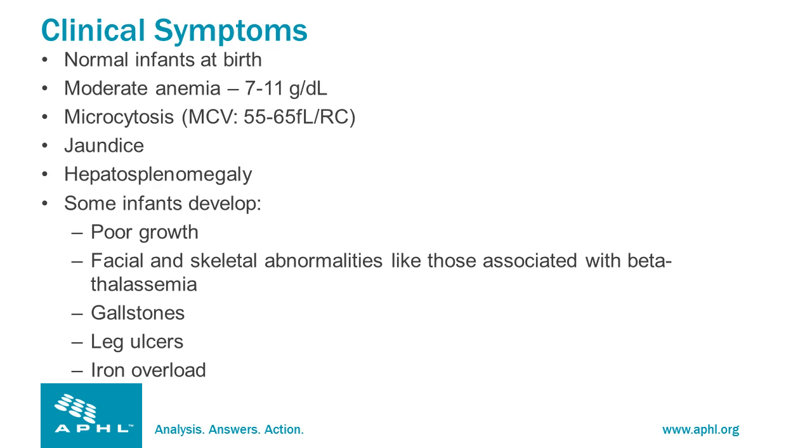Clinical symptoms: moderate anemia and microcytosis, also jaundice, hepatosplenomegaly, and some infants may have poor growth and development. And sometimes you're going to see facial and skeletal abnormalities, as well as gallstones, leg ulcers, iron overload due to the ineffective erythropoiesis. Next slide, please.